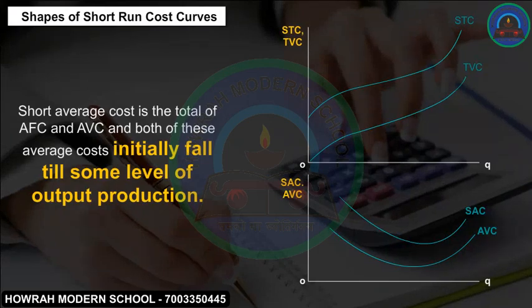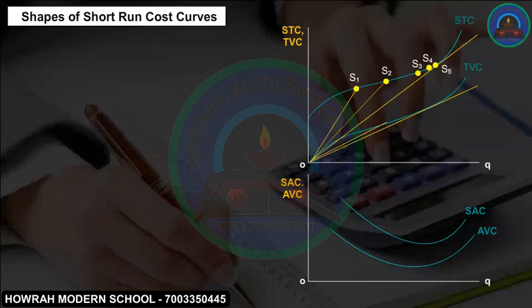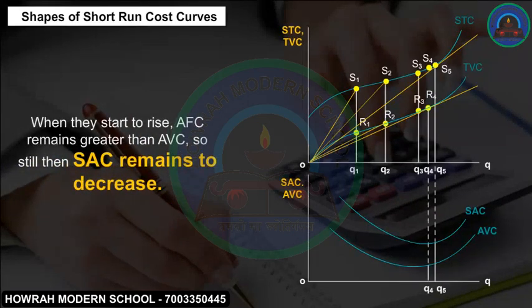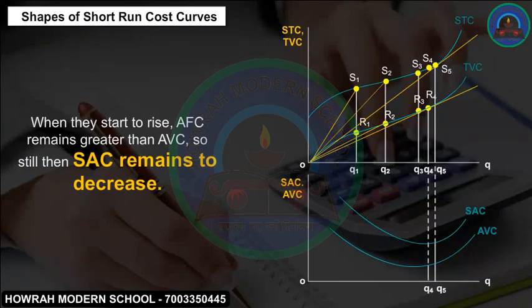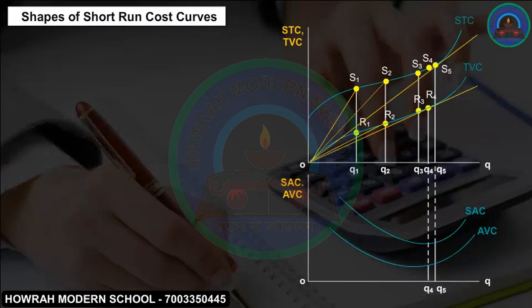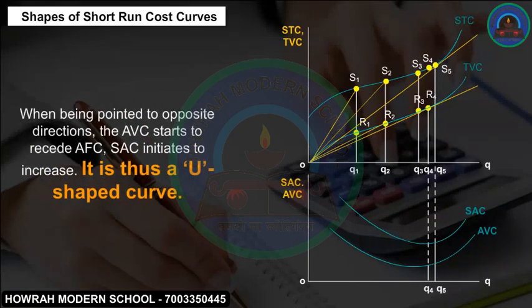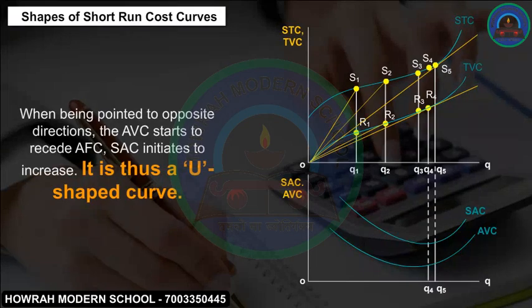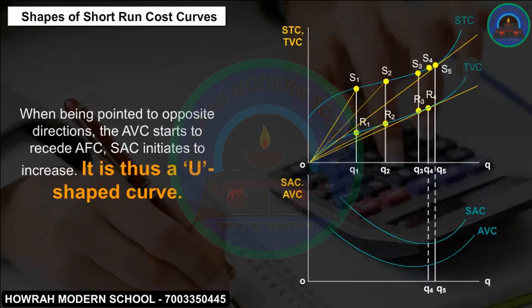till some level of output. When they start to rise, AFC remains greater than AVC, so still SAC continues to decrease. When they are pointed in opposite directions, the AVC starts to rise while AFC recedes, and SAC initiates to increase. It is thus a U-shaped curve.